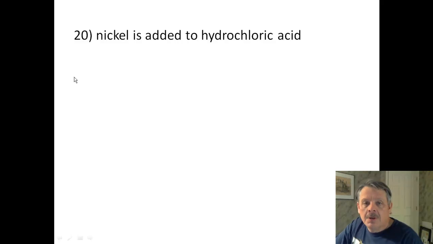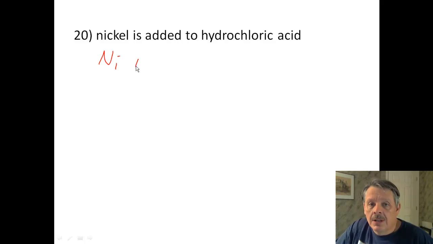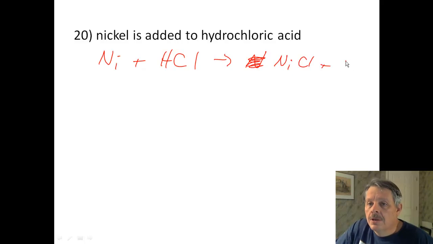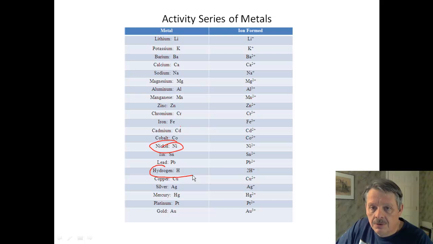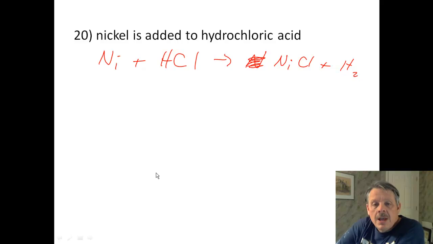All right, how about number 20? Nickel is added to hydrochloric acid. Well, that's nickel and hydrochloric acid, and that should produce nickel chloride plus hydrogen gas. Right. Well, is nickel higher on the activity series than hydrogen? Well, let's see. Where is nickel? There's nickel, and there's hydrogen. So nickel is higher than hydrogen, so this reaction will actually happen.